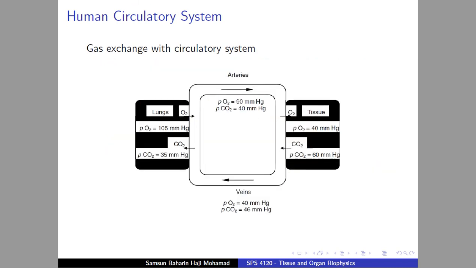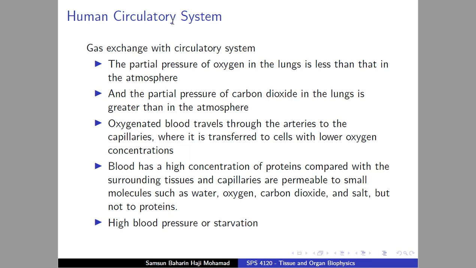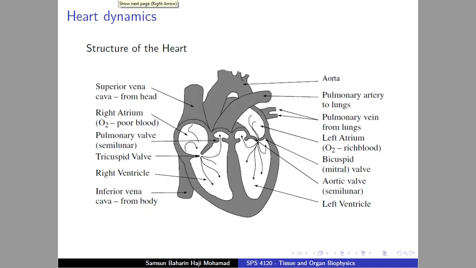Okay, so these are the explanation of this one. So the last one for this part 1 is the heart dynamics. So these are the structure of the heart, the left and the right. We have the aorta, pulmonary artery to lung, pulmonary vein from lung, left atrium, O2-rich blood, mitral and aortic valve, left ventricle, from head, right atrium, semilunar valve, right ventricle, inferior vena cava from the body. Okay, so this will pump.